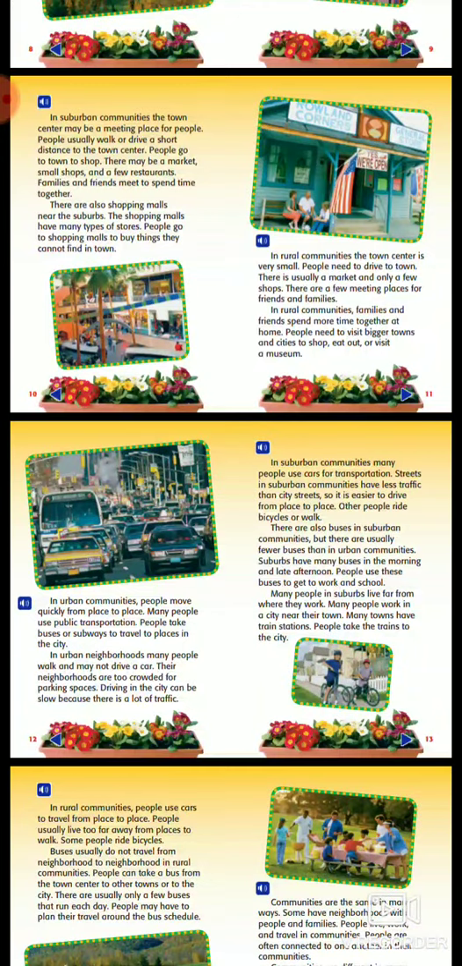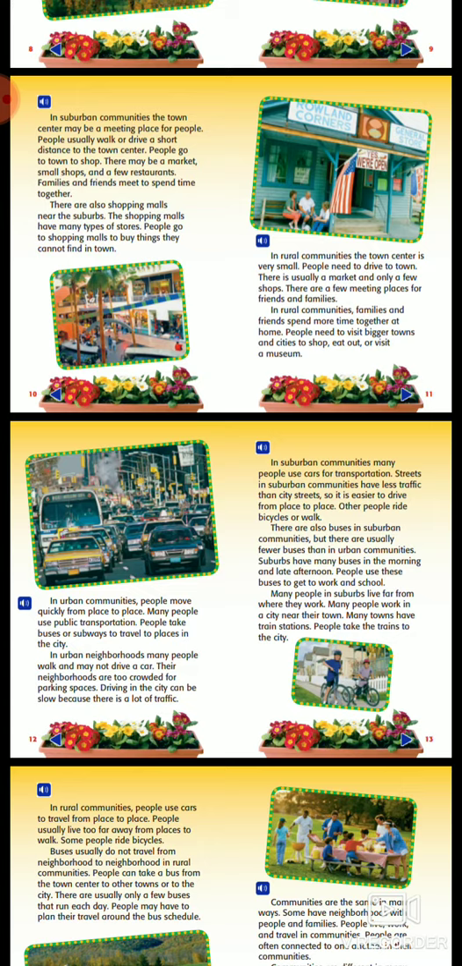In suburban communities, the town center may be a meeting place for people. People usually walk or drive a short distance to the town center. People go to town to shop. There may be a market, small shops, and a few restaurants. Families and friends meet to spend time together. There are also shopping malls near the suburbs. The shopping malls have many types of stores. People go to shopping malls to buy things they cannot find in town.